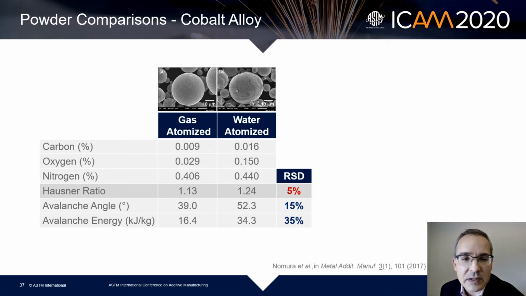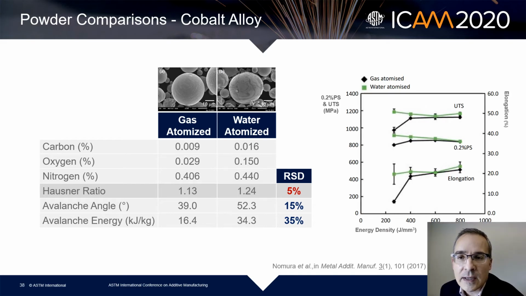Whereas if you look at the avalanche angle or the avalanche energy, a much higher difference shows up between the two. And then when they looked at the physical properties, the mechanical properties of the parts made from these, you can see that depending on the conditions of the build, they were able to see differences in those strengths. So they can make both work again, but once again, the dynamic rheometer is able to distinguish between them much better than traditional techniques.